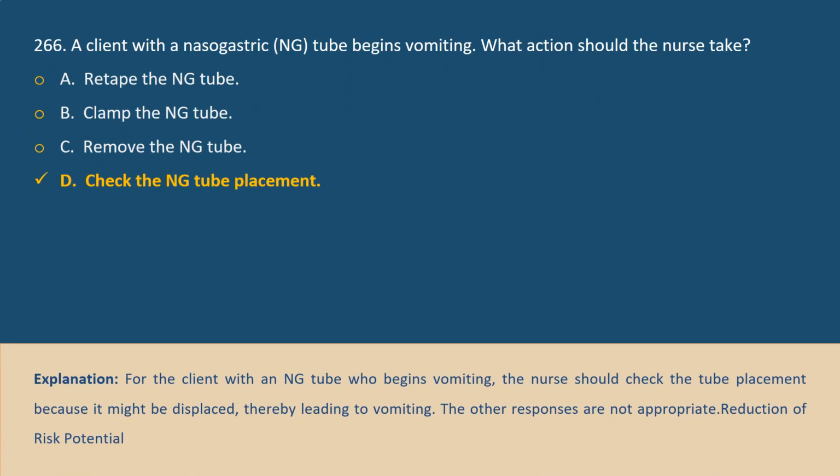Answer D. Explanation. For the client with an NG tube who begins vomiting, the nurse should check the tube placement because it might be displaced, thereby leading to vomiting. The other responses are not appropriate. Reduction of risk potential.